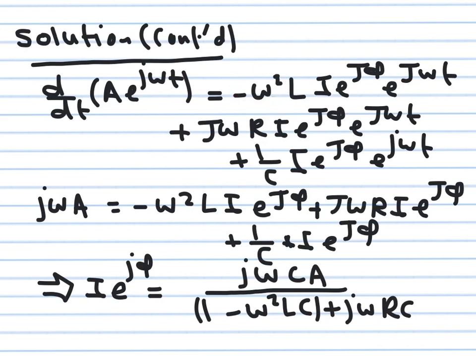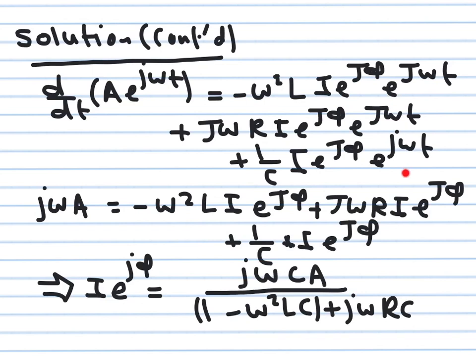Okay, so this minus omega squared is nothing but the derivative with respect to time twice, because when you differentiate e to the j omega t relative to t, you get j omega e to the j omega t. If you differentiate once more, you get j omega, all squared, multiplying e to the j omega t. j squared will give you minus 1, and the omega squared will give you omega squared. Now, this term here is a derivative relative to time only once. So you can see this is a current I e to the j phi e to the j omega t. If you differentiate only once, you get j omega, which is this one here, multiplying e to the j omega t.